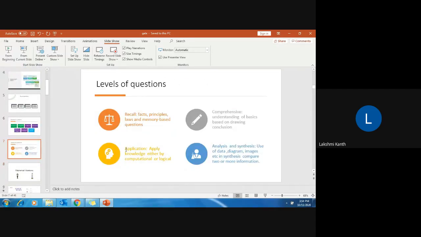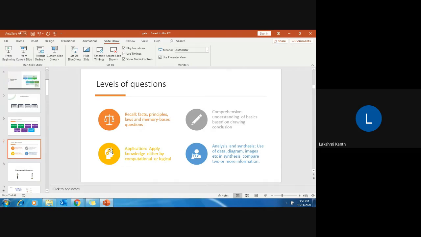There is recall, comprehension, application, analysis and synthesis. Whatever they commit in the brochure, they stick to it and frame the questions within the syllabus. But the degree of difficulty varies. That is their specialty. Some questions are recall-based, facts and memory; some are application; some are comprehension; and some are analysis and synthesis. Those who have a little knowledge and awareness of the subject are able to answer some questions in GATE.